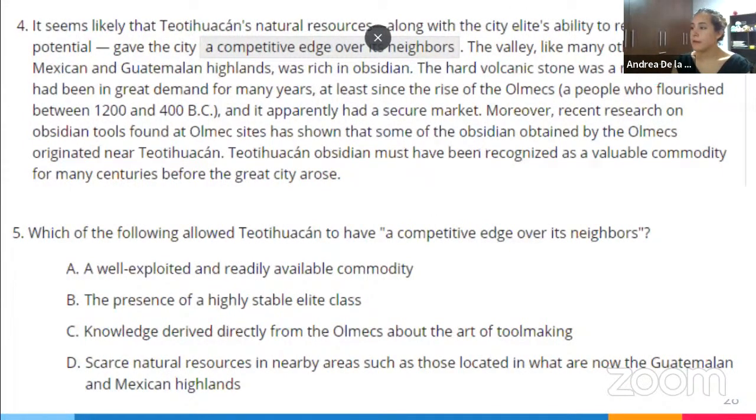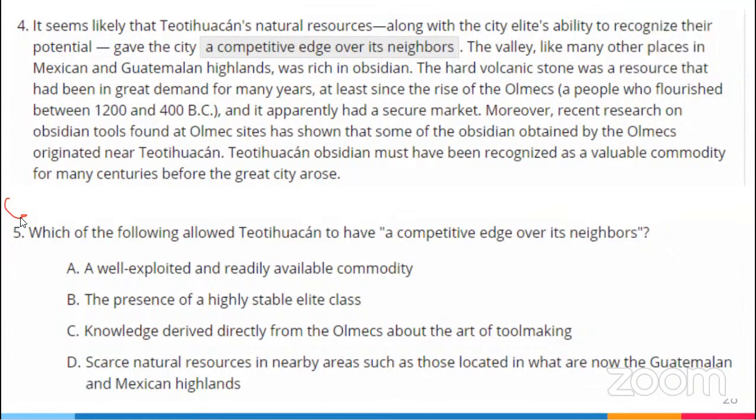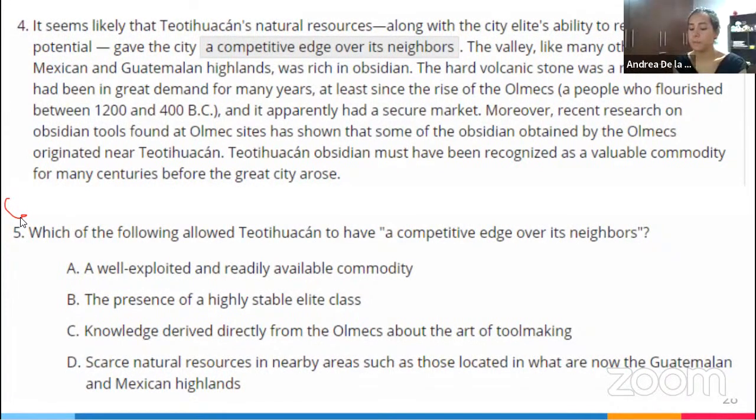So maybe, Franklin, could you please read the question, only the question? What question? Number 5, right? Okay. Which of the following allowed Teotihuacan to have a competitive edge over its neighbors? Thank you so much, Franklin.